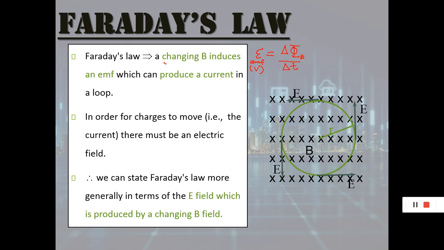So when there is a changing B, it will induce an EMF, where the EMF will produce a current. So this one is the I induced. And in order for charges to move, for the current, there must be an electric field. So we can state in general terms the E field, which is produced by changing B field. So that's about Faraday's law.